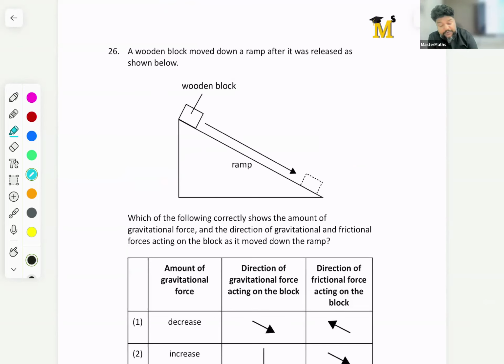A wooden block moved down the ramp after it was released as shown below, which shows the amount and direction of gravitational force and frictional force. Now, if the block is moving in this direction, friction acts in the opposite direction. So this is friction.